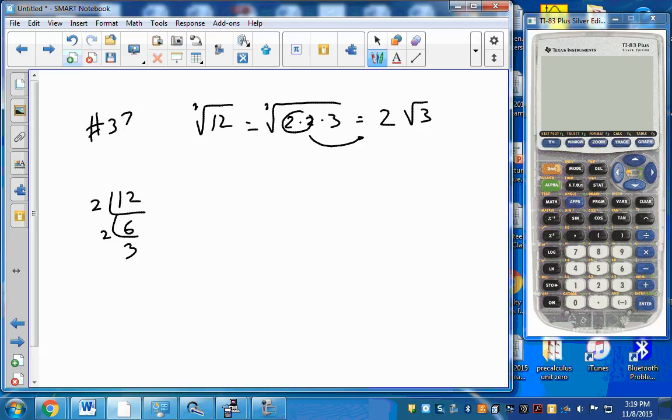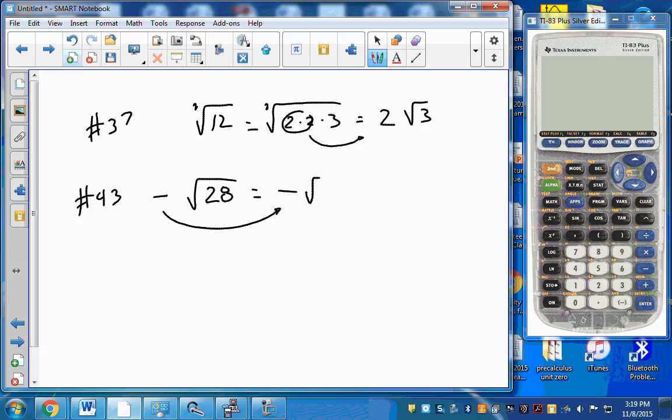Number 43. It says minus the square root of 28. The minus sign just stays out in front of the answer, and we're going to break up 28. We'll do our upside down division again. 2 goes into 28, 14, 2, 7. So we have 2 by 2 by 7. Just as in the previous problem, we're looking for pairs. That's going to come out front. So that goes there, and we're left with the square root of 7.